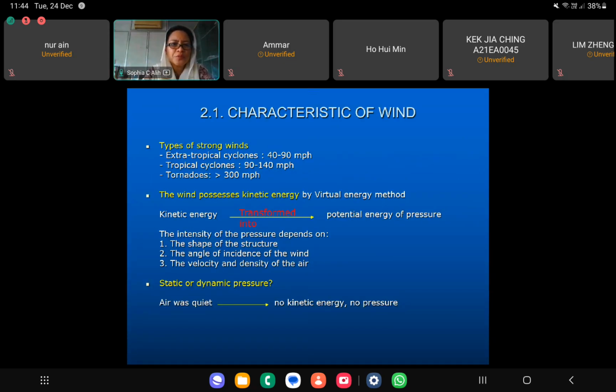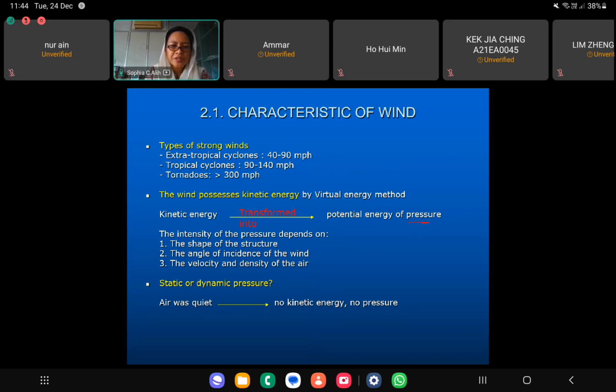So there are types of strong winds like the extratropical cyclone, tropical cyclone and tornado, but thank God in Malaysia we are not dealing with any of this strong wind. And the wind possesses kinetic energy. And this kinetic energy is transformed into potential energy of pressure. So this is why we represent wind effect on the structure in terms of the pressure.